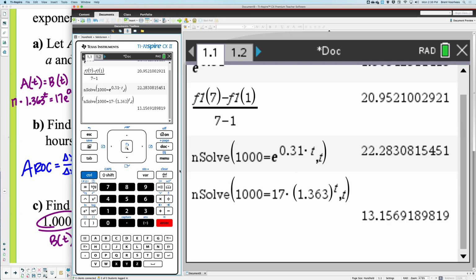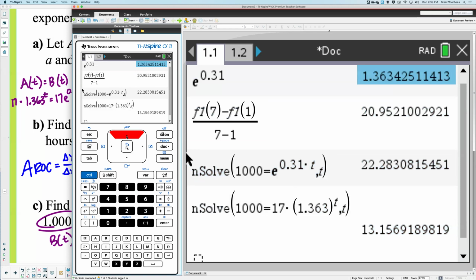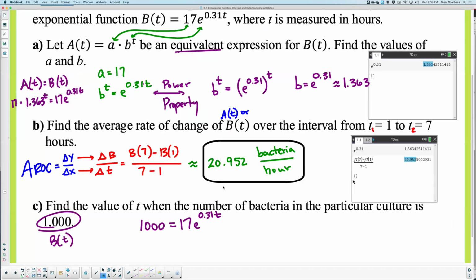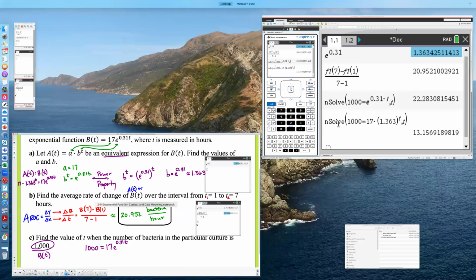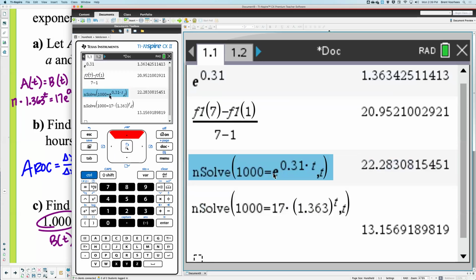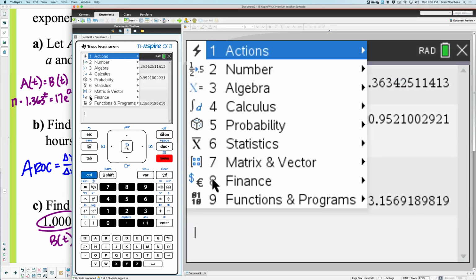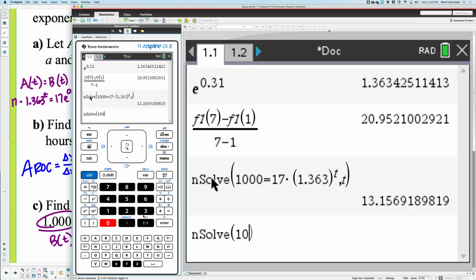Both of them would say, what? That's not good. Wasn't that my answer for the base? Well, that's not good. What did I type in wrong? Oh, this one I didn't include the 17. No one told me. Oh, I should have copied and pasted that. That was dumb. All right, let's try this again. 1,000 equaled 17 e to the 0.31.